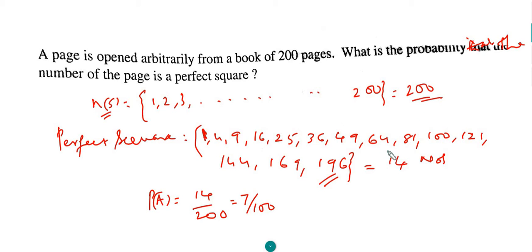So how many are favorable in total? 14 numbers are there. That means out of these 200 pages, 1 to 200, only 14 numbers are perfect squares. Therefore the probability of happening is favorable by total, 14 by 200, which is 7 by 100. Okay, next problem.